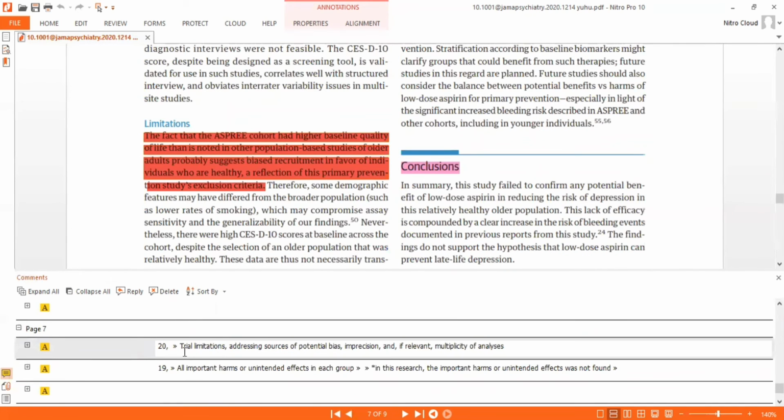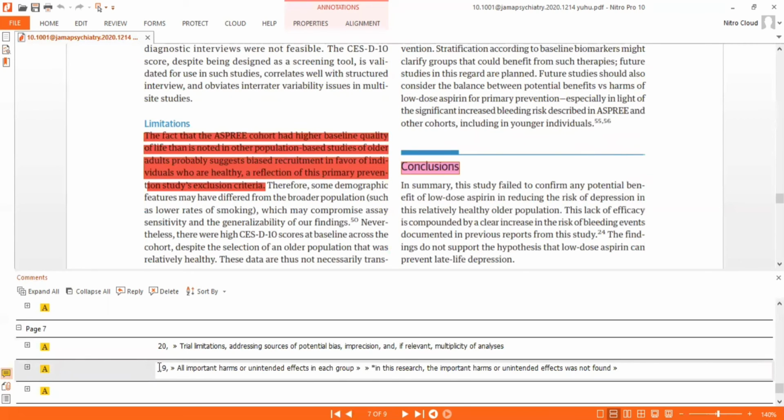Next, point 20, trial limitations, addressing sources of potential bias, imprecision, and, if relevant, multiplicity of analysis. The fact that the ASPREE cohort had higher baseline quality of life than is noted in other population-based studies of older adults probably suggests biased recruitment in favor of individuals who are healthy, a reflection of these primary prevention studies' exclusion criteria.